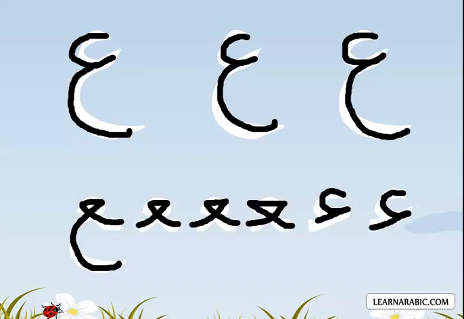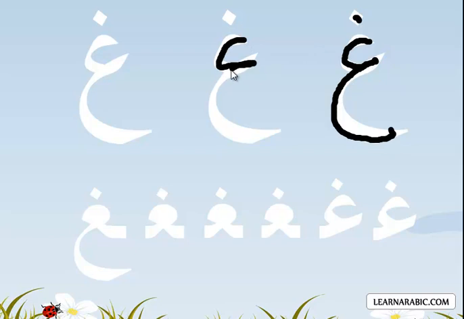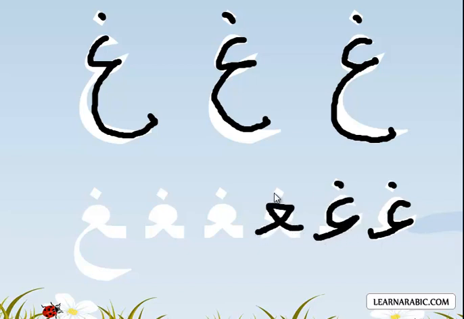And then we have the partner of Ain, which is Ghain. And so we only have the addition of a dot, and everything else is the same. So at the beginning, Ghain, in the middle, and then at the end.